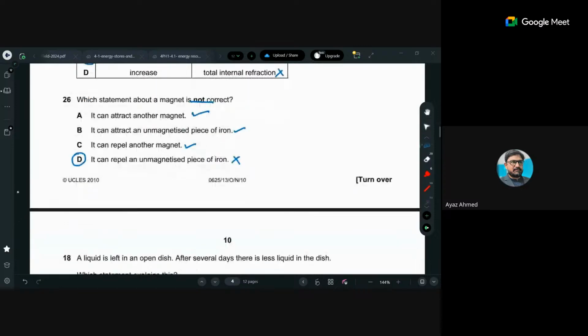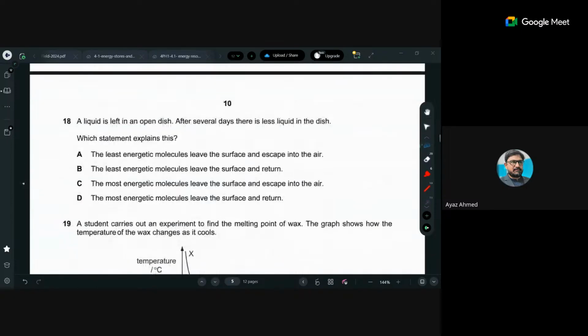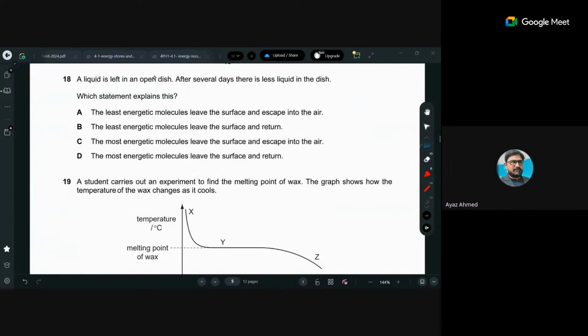Okay. Then the next one is: liquid is left in an open dish after several days. There is less liquid in the dish. Which statement explains this? Again, this is the topic of evaporation.